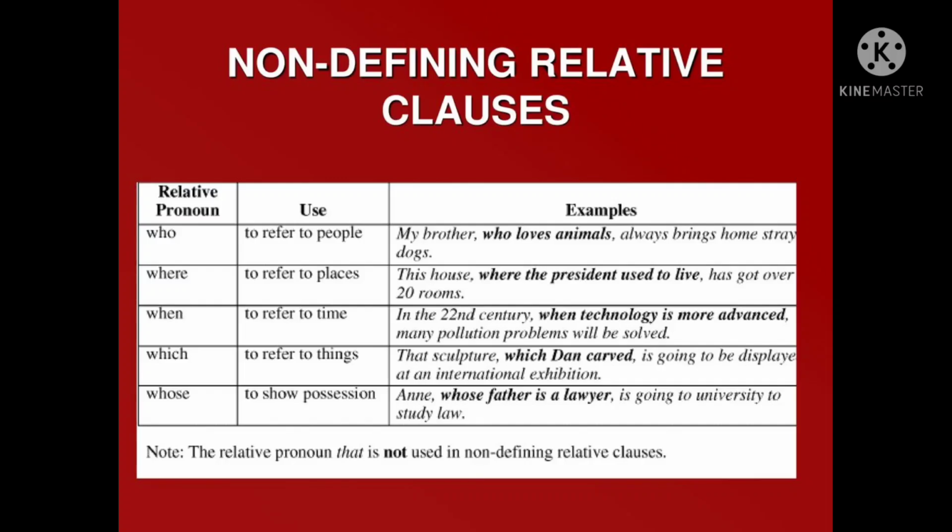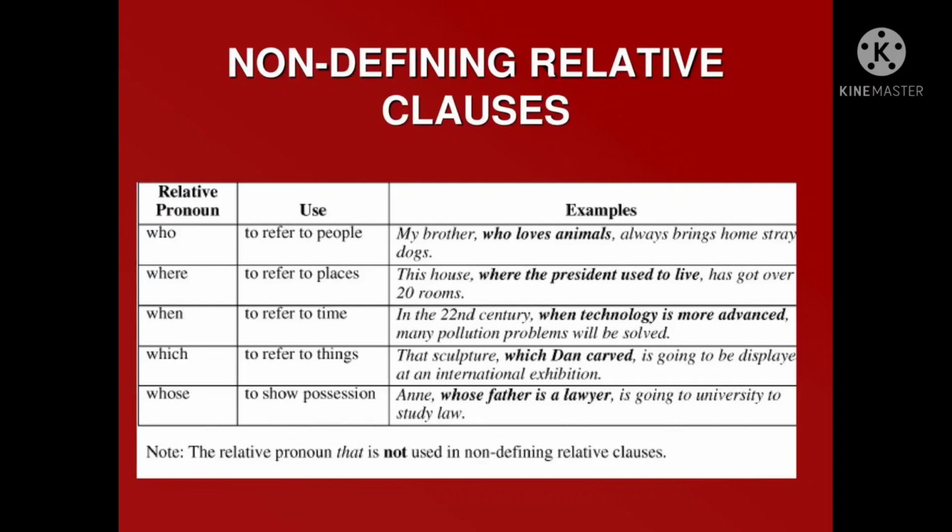To understand relative clauses, a flowchart is given to you. Please observe that and explain it nicely. Relative clauses are of two types: defining and non-defining. Defining relative clauses give relevant information. Non-defining relative clauses give extra information. We use relative pronouns like who, that, which, where, when, whose. Who is for people, which for things, where for places, when for time, whose for possession. Similarly, in the non-defining clauses also, relative pronouns are used except that.